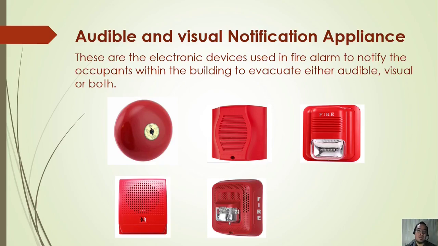So we will go on now to the third component of a fire detection and alarm system, which is the audible and visual notification appliance. These are the electronic devices used by fire alarm systems to notify the occupants within a building to evacuate, either audible, visual, or both. I know most of you are familiar with this type of alarm bell, like what we have in school. It's continuously ringing, and it's very annoying to our ears. So the first one is alarm bell, then horn strobe, speaker strobe.